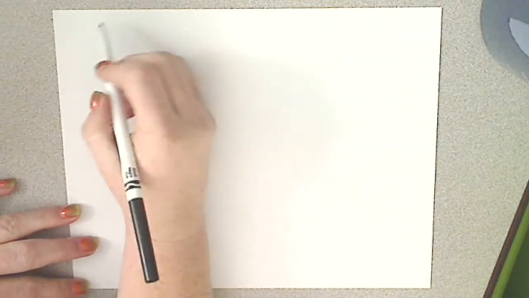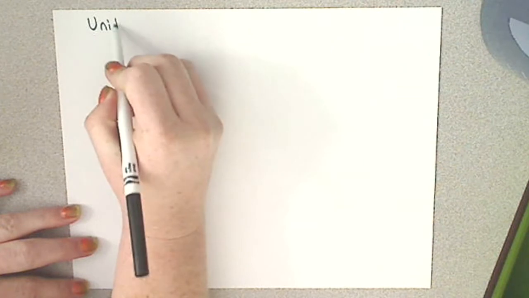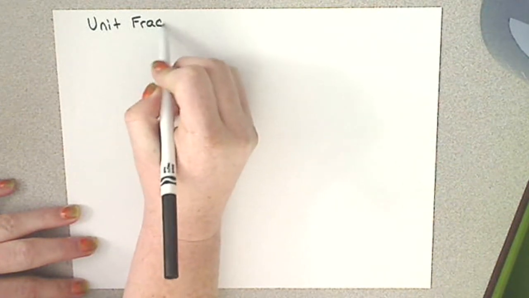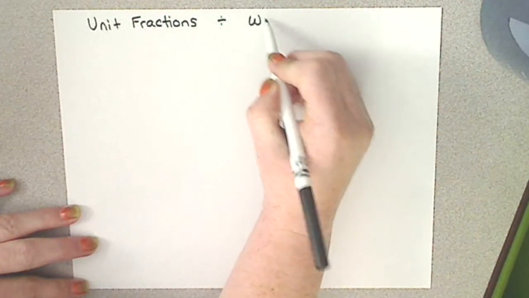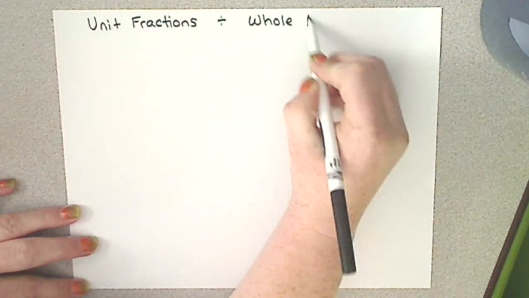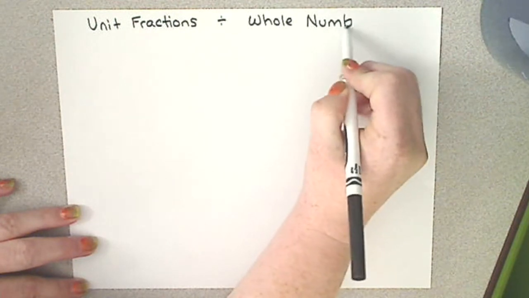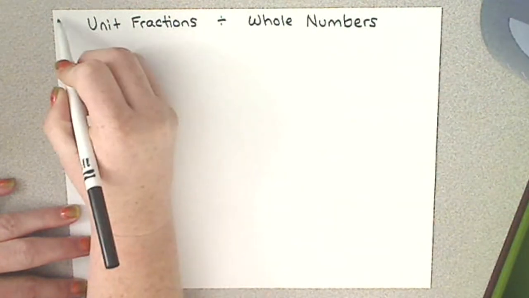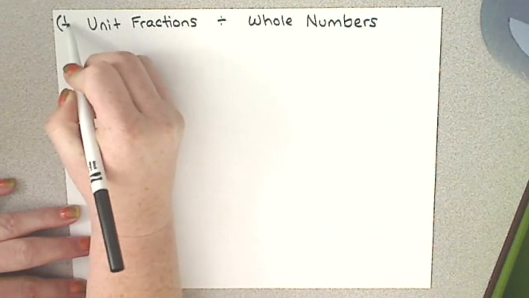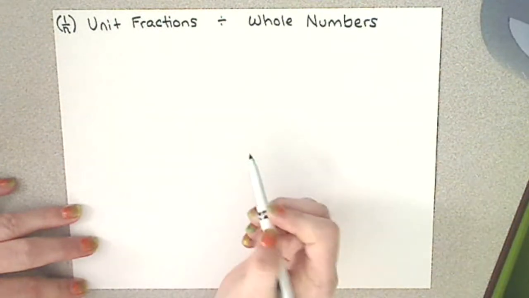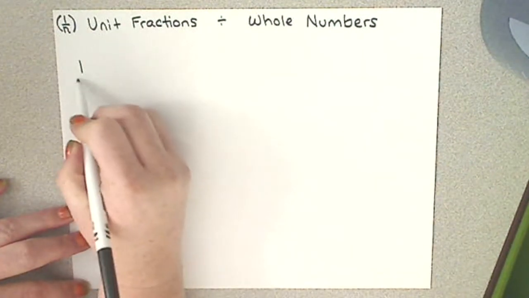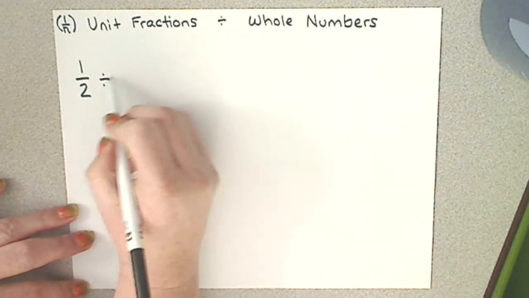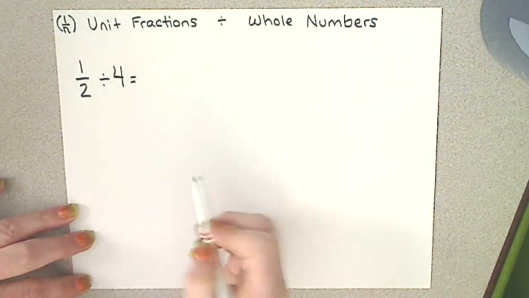Today, we're going to be learning how to divide unit fractions divided by whole numbers. Okay, and just a reminder, a unit fraction is a 1 over a positive rational number. So let's go ahead and dive into our first example. We are going to divide 1/2 divided by 4.